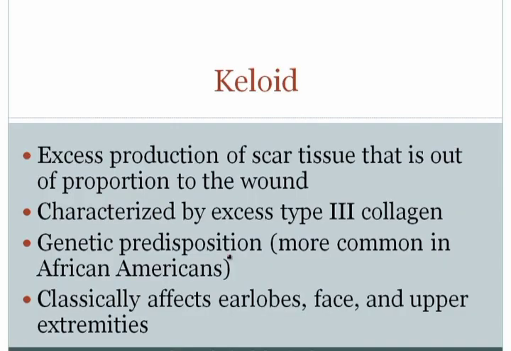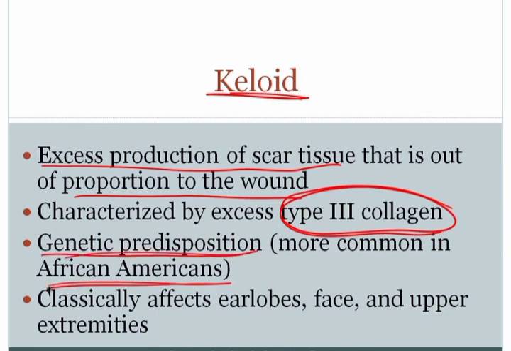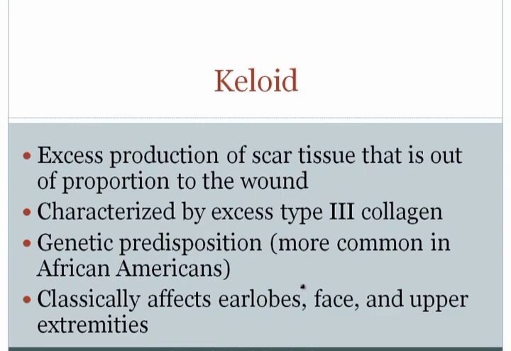Another example of a problem with wound healing is called a keloid. And this is very high yield, likes to show up on exams. So a keloid is excess production of scar tissue, but it's way out of proportion to the wound. Another important feature of a keloid is that it is characterized by type 3 collagen. There's an excess of type 3 collagen in the keloid. There's a genetic predisposition. It's more commonly seen in African Americans, and the classic location is the earlobe. These are some important features of a keloid. You need to be familiar with these for the purposes of board examinations.